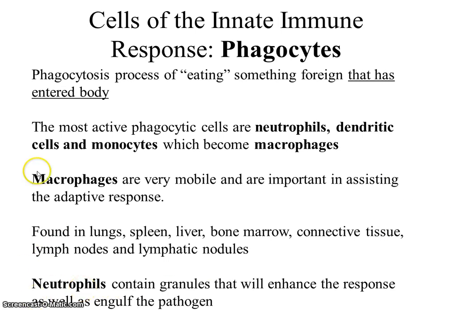Neutrophils, which are the second most effective phagocyte we have, also have granules that help enhance this response, right? So those granules are things like bleaches and defenses and oxidizing agents, peroxides. They will help enhance the response as well as eat, right? That's what we mean by engulf, eat the pathogen.